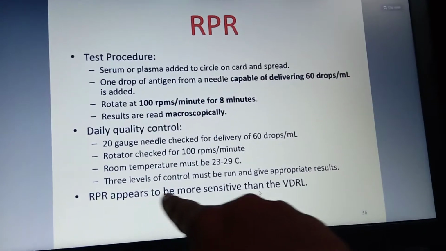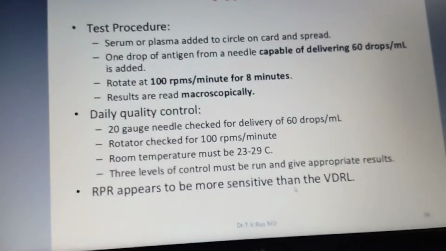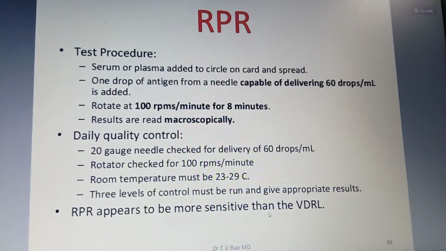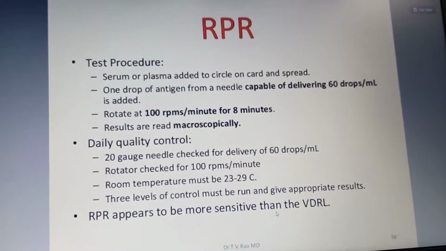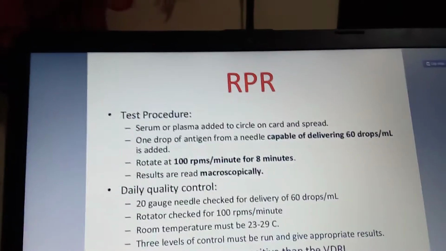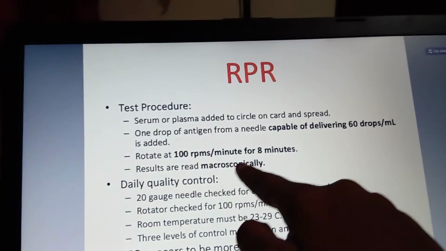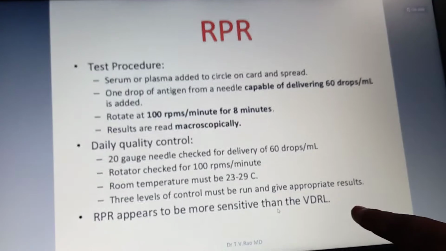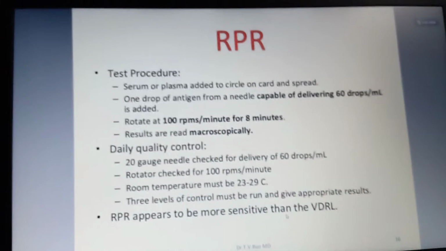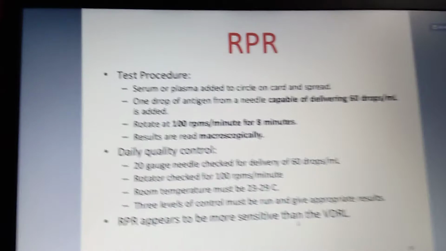Here it appears to be more sensitive than the VDRL. So how are they going to do this? A daily quality control test will be there. They are going to take a serum or plasma and add 1 drop of antigen over the serum, and rotate it in the rotator, 100 rotations per 8 minutes. Under room temperature they are going to see this, and under the microscope they are going to check the shape and morphology of the bacteria.